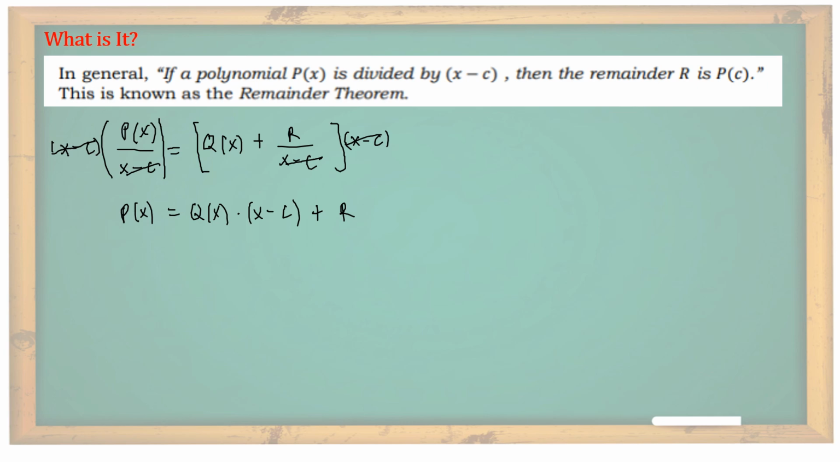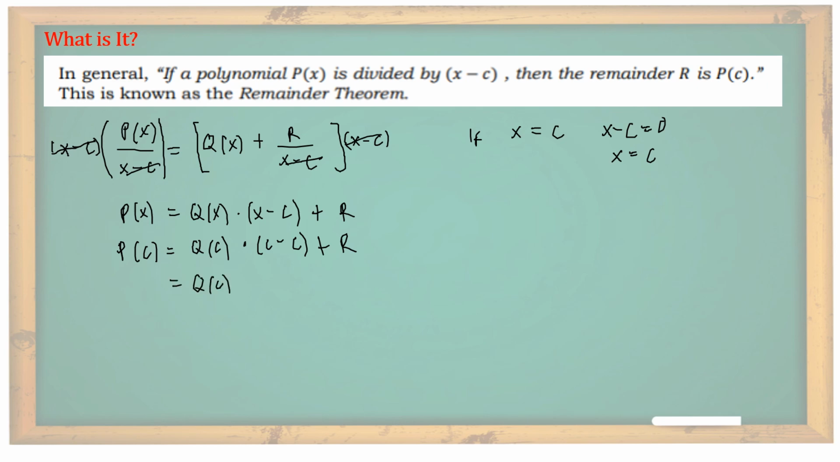Then, if x is equal to c, okay, nakuha natin yan sa x minus c, di ba? Kanina, x minus c equals 0. Then, kukunin natin yung value ni x, which is yung c. Then, isubstitute natin yung c dito sa x. So, p of c equals q of c times c minus c plus r. As you observe, itong c minus c, that will become 0.